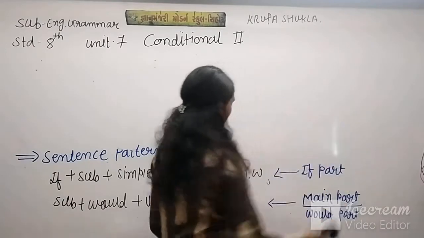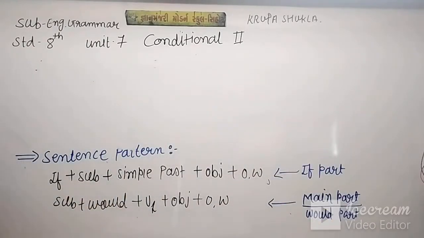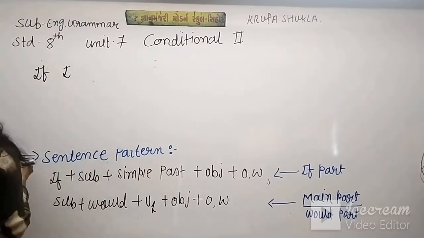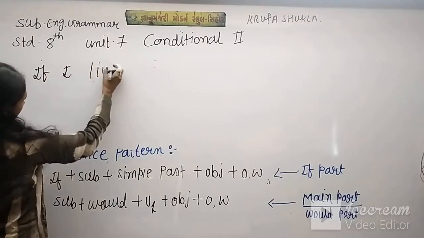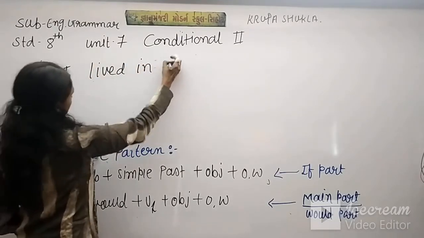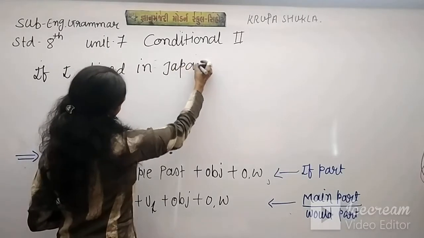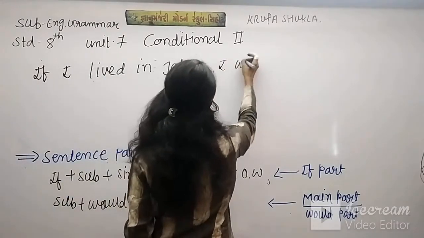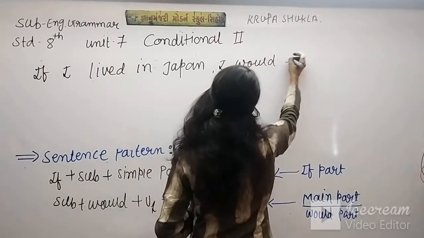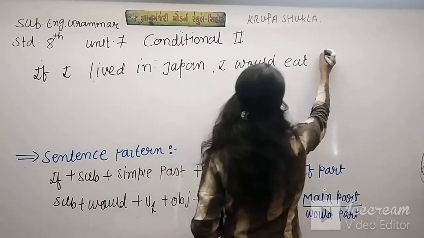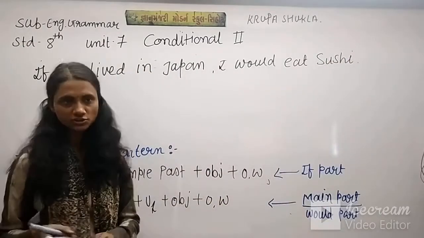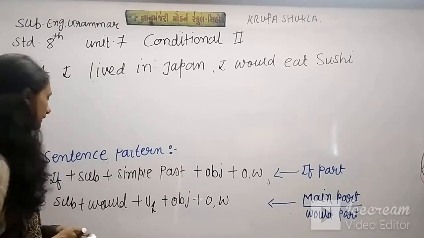Now I will write sentences using this sentence pattern. See. If I lived in Japan, I would eat sushi. Sushi is a name of a Japanese dish.